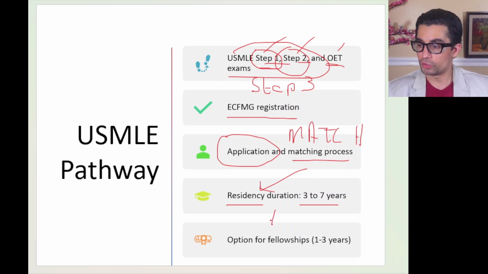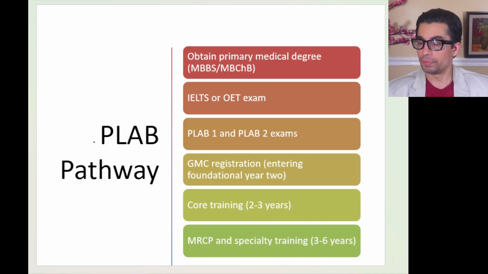After that, you have an option to go for fellowships. Now, fellowships, depending on the specialty, everything will be different. Rheumatology will be different. Gastroenterology will be different. Cardiology will be different in the US. Now, moving over to the PLAB pathway.